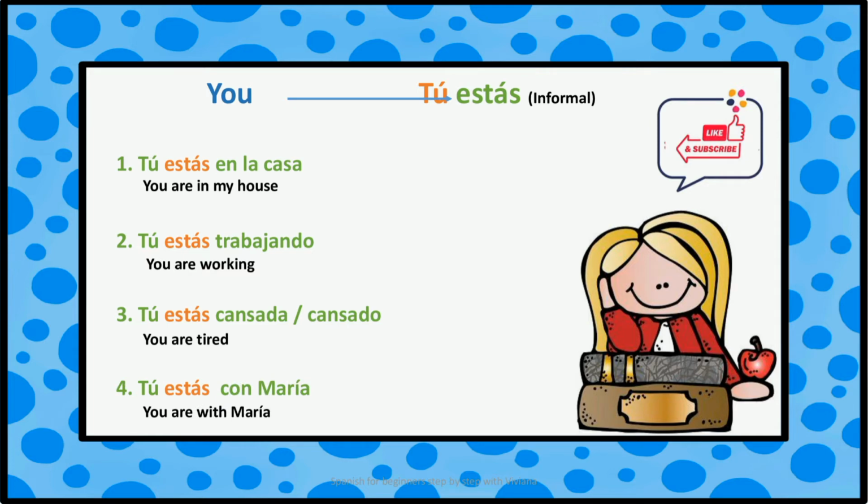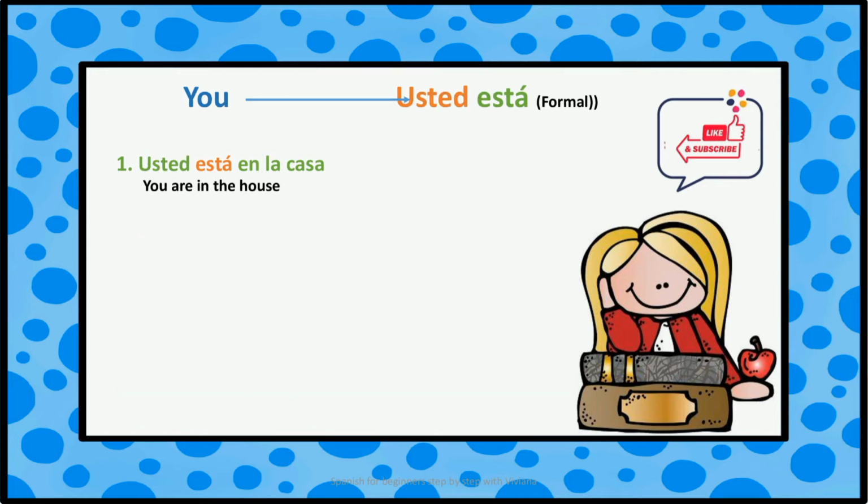Tú estás con María. You are with María. You use tú estás because you are talking about who you are with. You in formal form means in Spanish usted. The conjugation is usted está. Usted está en la casa. You are in the house.